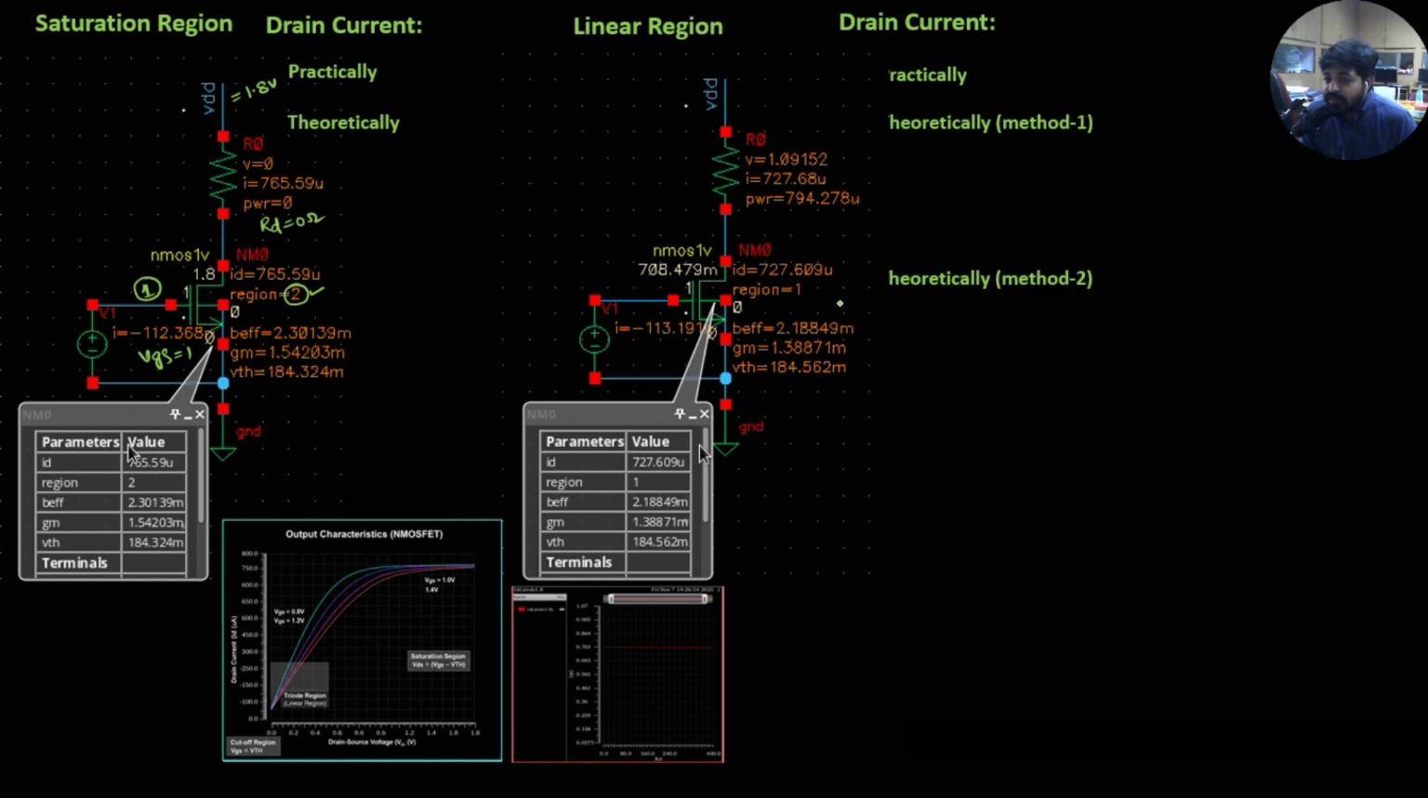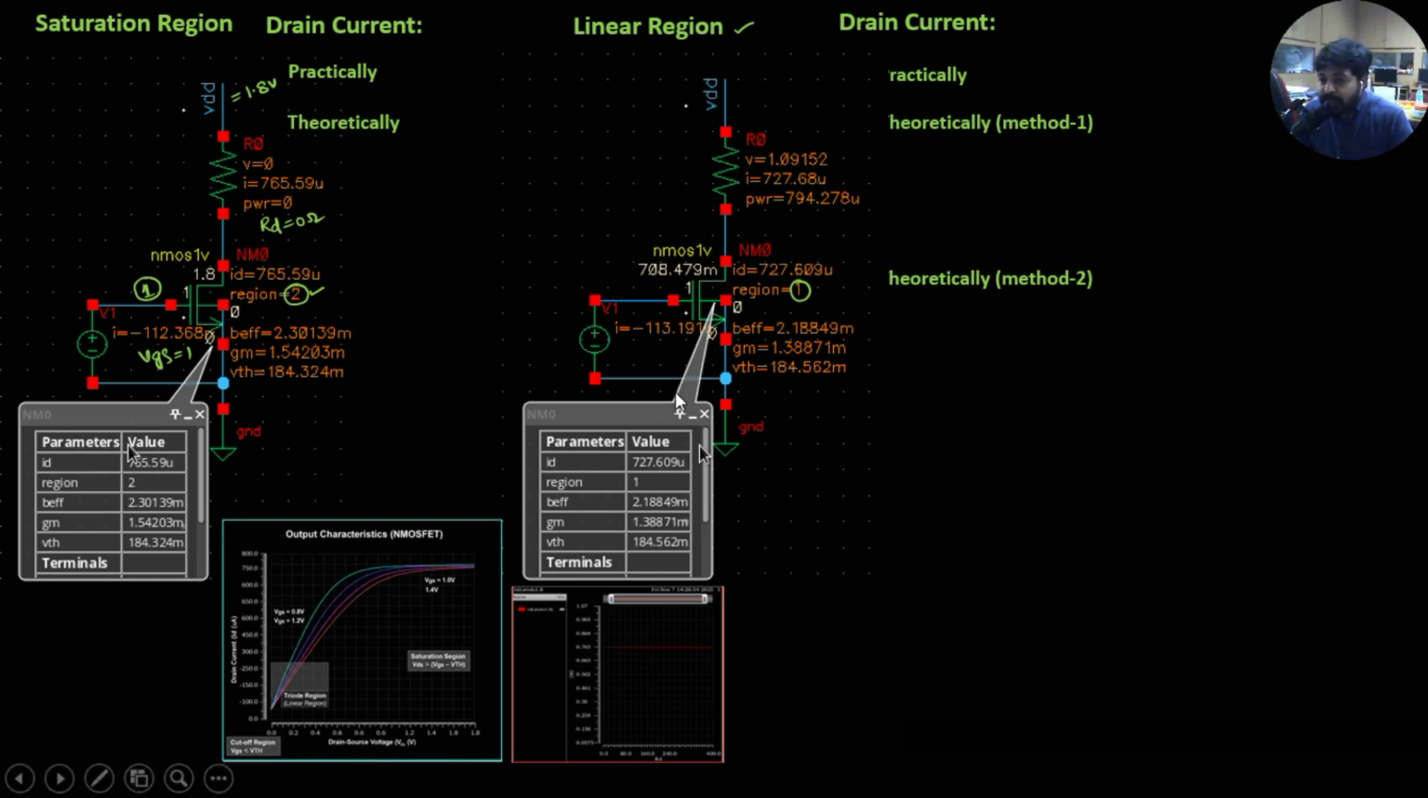And I also have to verify whether the transistor goes into the linear region. When it shows the indication of region 1, it means it is in the linear region. So there are two cases: in the first case I'm going with the saturation region, in the second case the linear region. I'll explore how the transistor operates in the saturation region and what happens when it goes to the linear region; we discuss them separately, one by one.